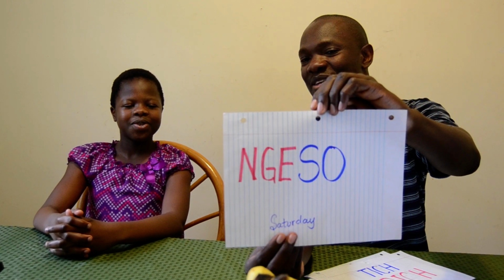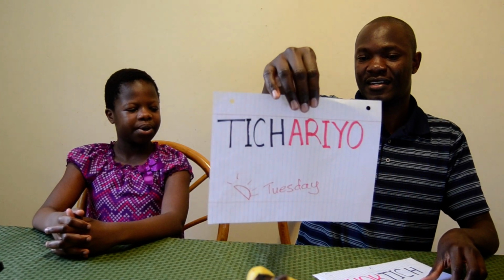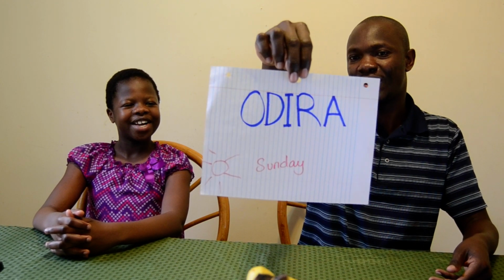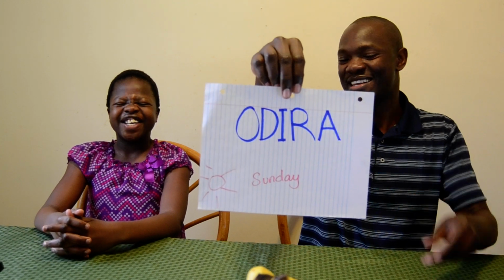We start with that. Ngeso. Correct. Tich-abich. Correct. Tich-angwen. Correct. Tich-adek. Correct. Tich-ariyo. Correct. Wuok-tich. Correct. Odira. Yes. So let's go together.